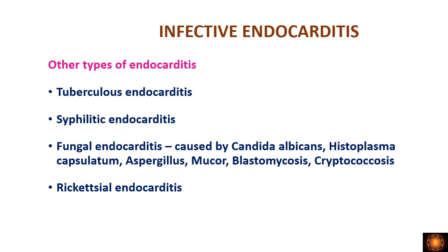So this is about the bacterial causes. Then we have infective endocarditis by other organisms also, like tuberculosis, syphilitic endocarditis, or fungal endocarditis, which can be caused by Candida, Histoplasma capsulatum, Aspergillus, mucor, blastomycosis, or cryptococcosis. And there can be rickettsial endocarditis also. So other than the usual streptococcus, we can have these organisms also causing endocarditis.